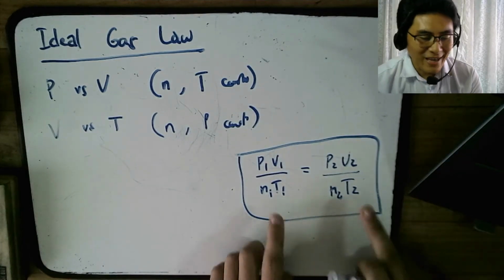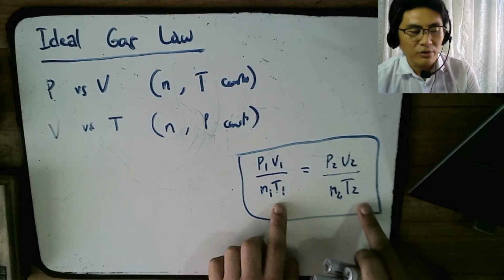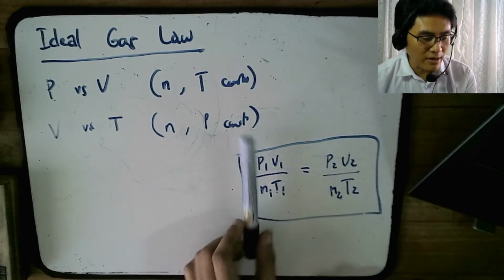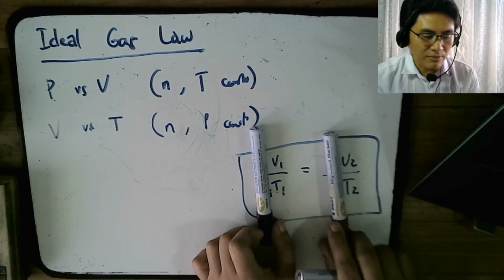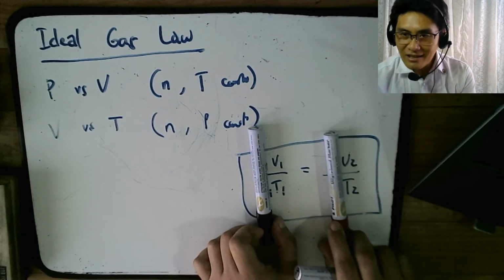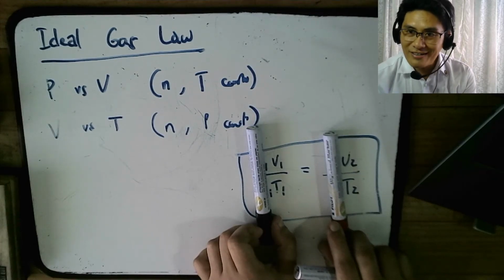So if you have the ideal gas law formulation, all you need to remember is, okay, I need to remove n and P. Guess what? If you remove n and P, that becomes V1 over T1 is equal to V2 over T2. What is that? That is exactly Charles's law, right?